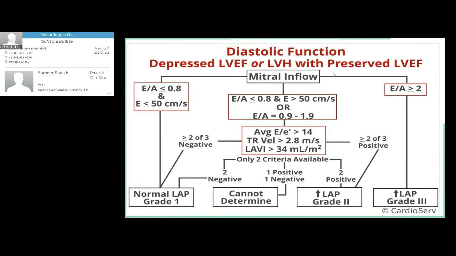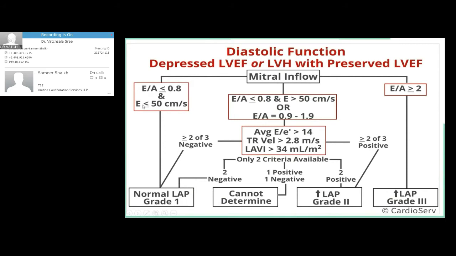Okay. So once you have a patient with the depressed left ventricular ejection fraction or LVH, the first thing we want to know is the EA ratio and the E velocity. See how the algorithm is changing. When the LV function is normal, we directly went into these parameters. Whereas when the LV function is abnormal or when there is an LVH, the first thing you want to know is what is the EA ratio and what is the E velocity.